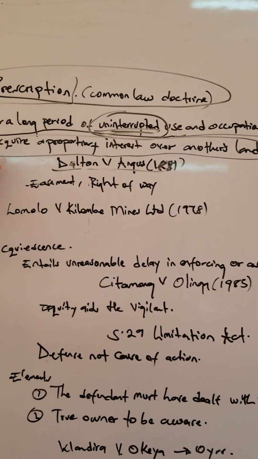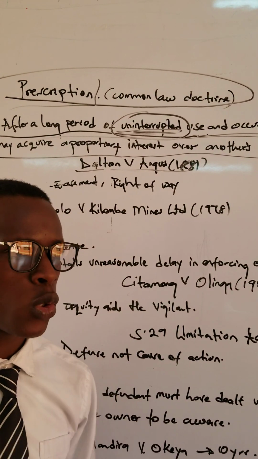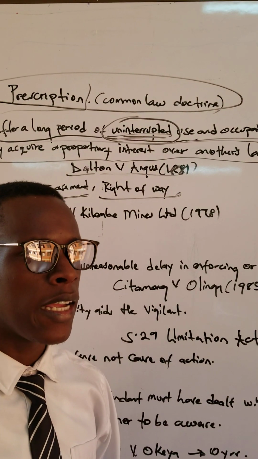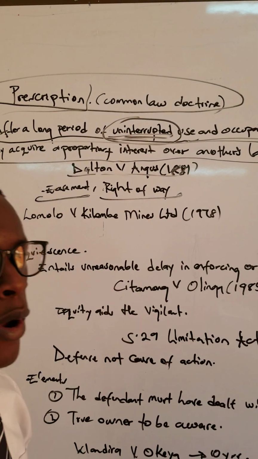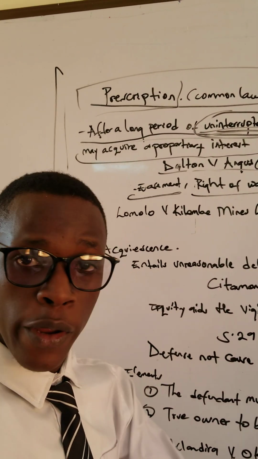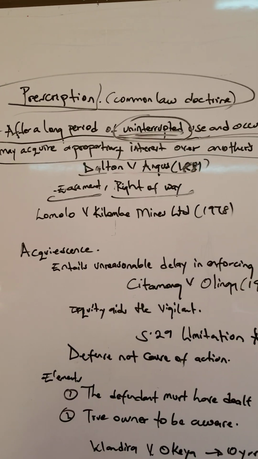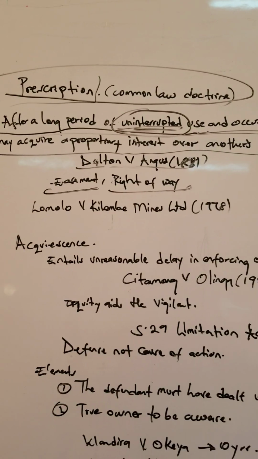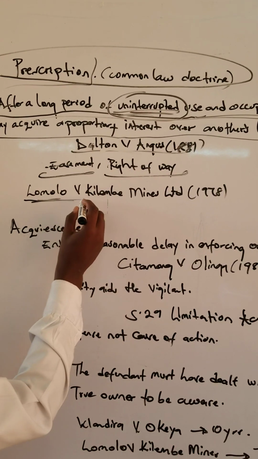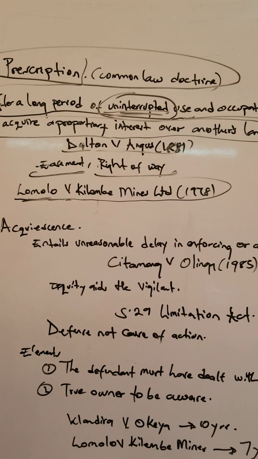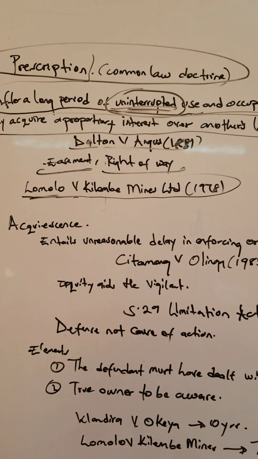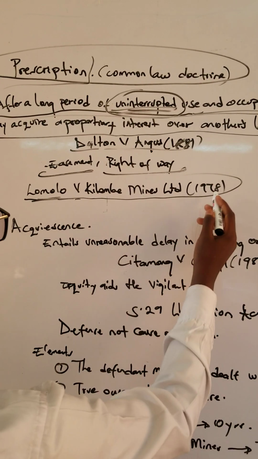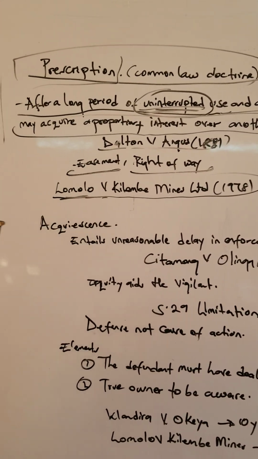Dalton versus Angus portrays some of the elements under prescription, which is what they call easement, right of way. These topics, easements and right of way, will be explained more in Land 2, when you gain an interest in someone's land for a right of way. However much it is not your land, you have that right. Even easements, we shall see them also in Land 2. A good case is Lomono versus Chilembe Mines Limited, which talks about prescription, and the judgment was delivered by Justice Second.